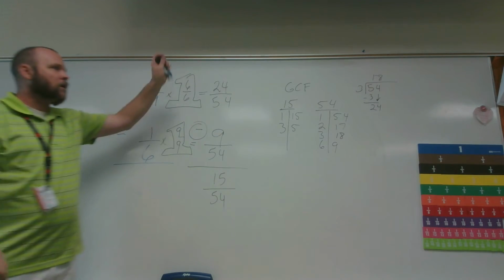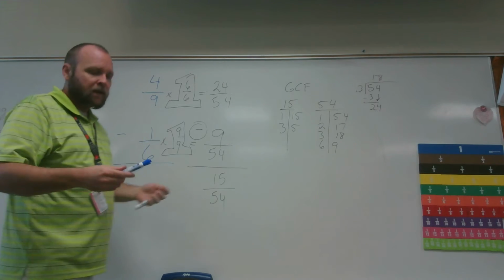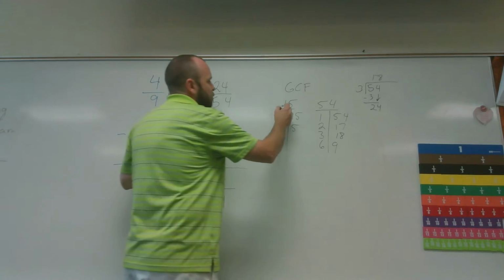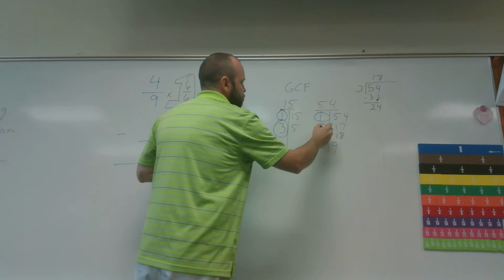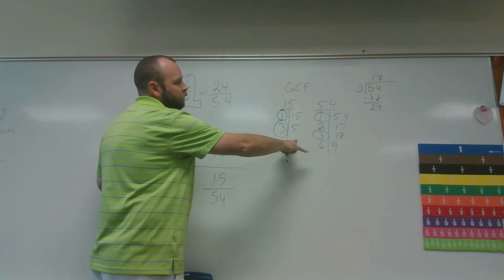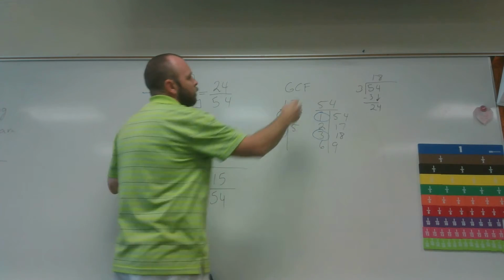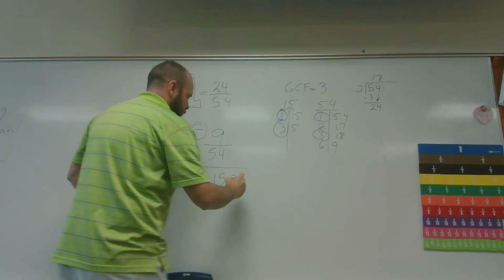Okay, so those are all our factors of 54. Now we look. They have a 1 in common, and a 3 in common. Do they both have a 5? No. Do they both have a 15? No. So our greatest common factor is 3.